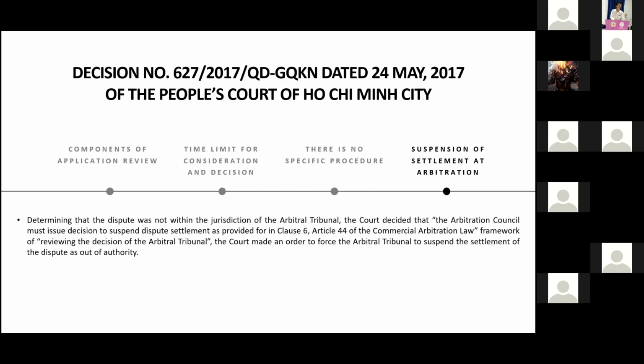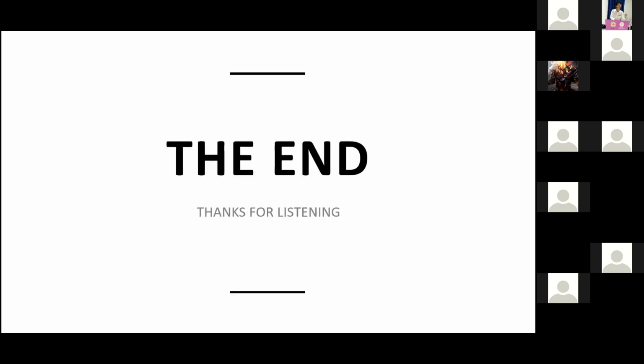Article 10 of Resolution no. 01/2014 notes that if the case is being resolved by the arbitral panel, within 15 days from the day of receiving the court decision on the complaint settlement, the arbitral council must issue the decision in clause 6, Article 44 of the LCA. In this case, after determining that the dispute was not within the jurisdiction of the arbitral council, the court decided that the arbitration tribunal must issue the decision to suspend the dispute settlement, as provided for in clause 6, Article 44 of the LCA. In the framework of reviewing the decision of the arbitral tribunal, the court made an order forcing an arbitral tribunal to suspend the settlement of a dispute as out of its authority. So we thank you for listening. This is the last case.